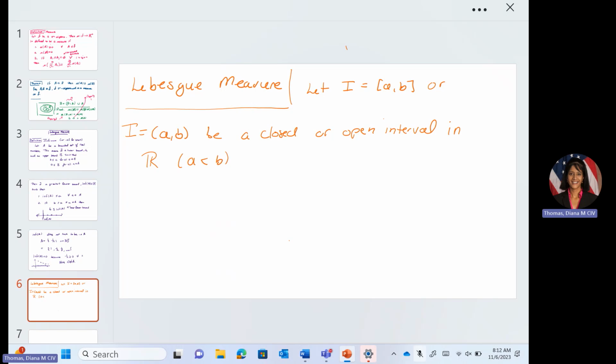No, A is less than B in all these cases. Otherwise, it doesn't make sense. The Lebesgue measure, for all purposes that you really have to think about, of an interval is just going to be B minus A. It's the length of that interval.